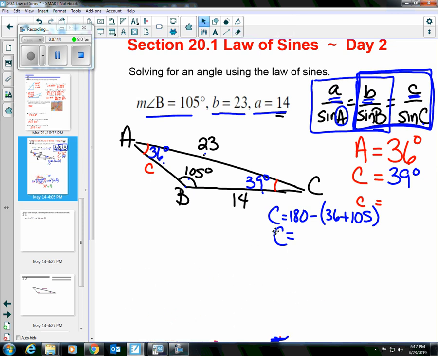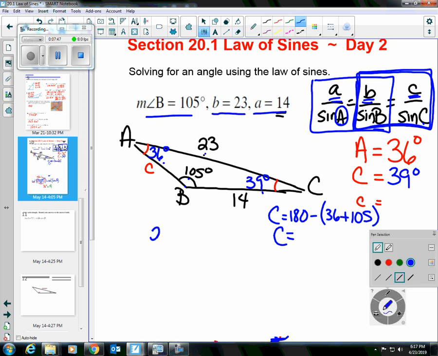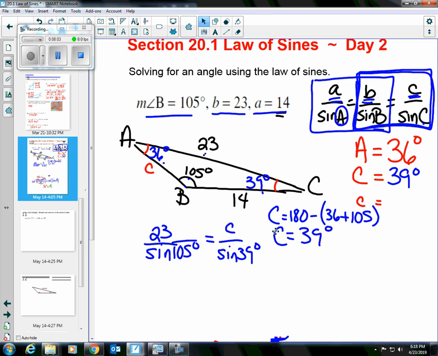All right, so let's set up that proportion. So I have little b, 23, is to the sine of 105 degrees as little c, that's what we're looking for, is to the sine of angle C, which is 39 degrees. We had filled that in before. All right, so let's see if we can go through and solve this.